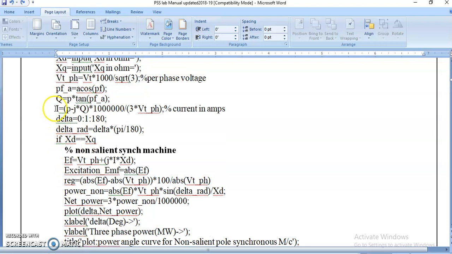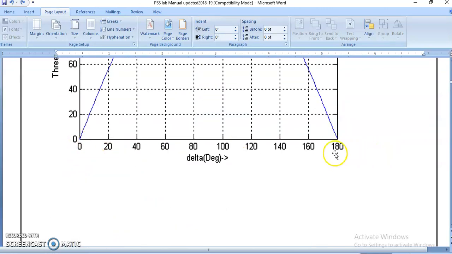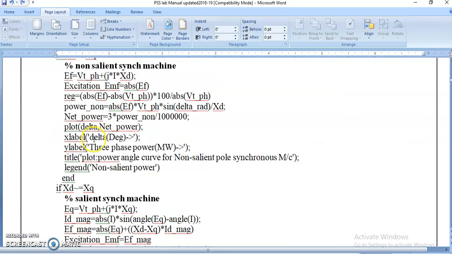Then the current will be the real power minus j times the reactive power, P minus jQ, divided by 3 VT phase. And what is this delta? Delta is 0 to 180 degrees. What is the meaning here? The graph is varying in between 0 to 180 degrees.